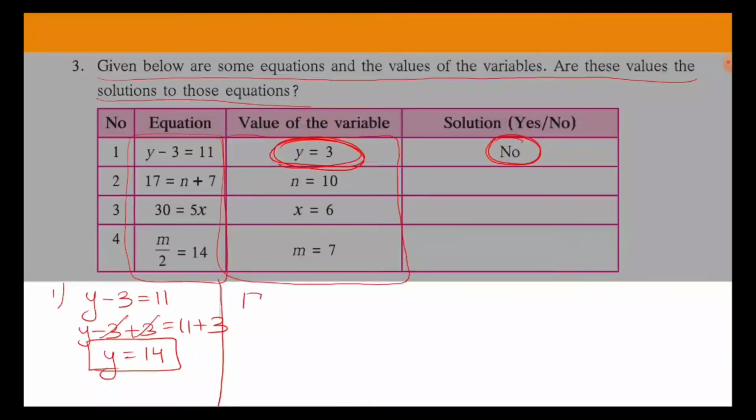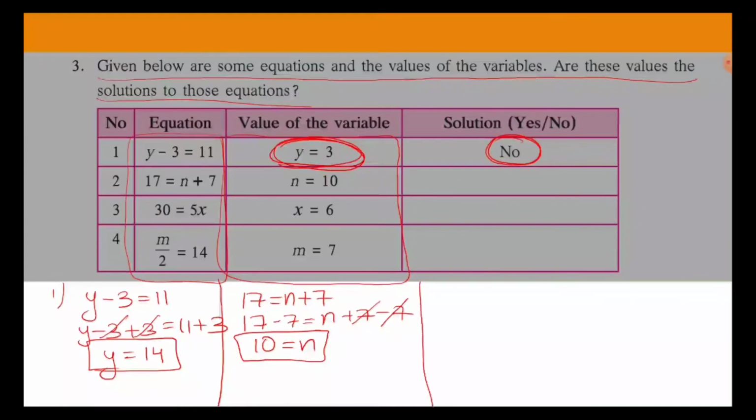Next is 17 is equal to n plus 7. Okay, so we can see that with n plus 7, what is happening here? Plus is happening. So what will we be doing? We will be subtracting 7 on both sides. So this will get cancelled. 17 minus 7 will be 10. So what will the value of n be?